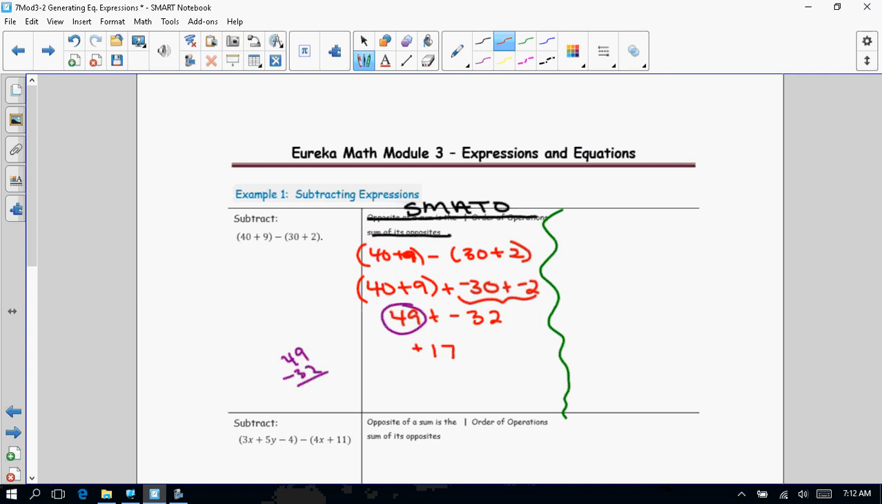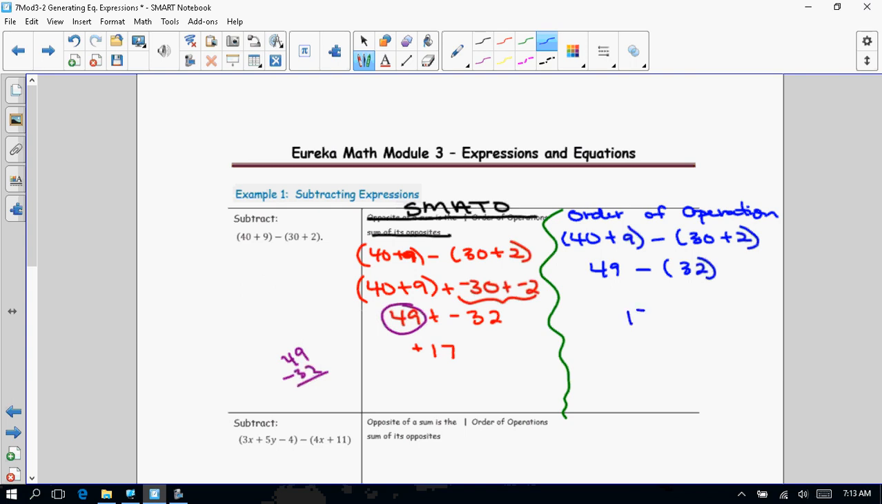Okay, now the other way says to just use order of operations. So what they're saying is literally follow please excuse my dear Aunt Sally. So I'm going to start out by writing the problem: 40 plus 9 minus 30 plus 2. Okay, please excuse my dear Aunt Sally, parentheses have to come first. So I'm going to work inside my parentheses. 40 plus 9 is 49 minus the other parentheses, which is 30 plus 2, which is 32. This is just a simple subtraction problem. 49 minus 32 is positive 17.